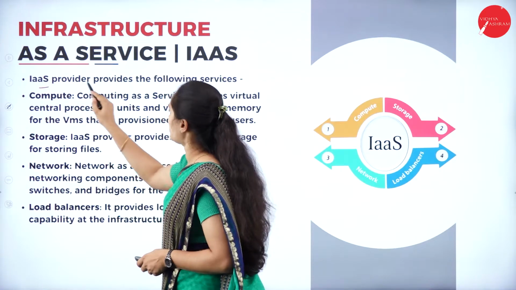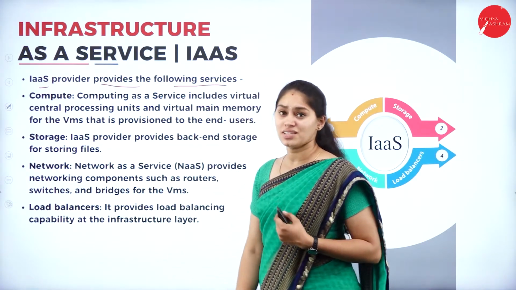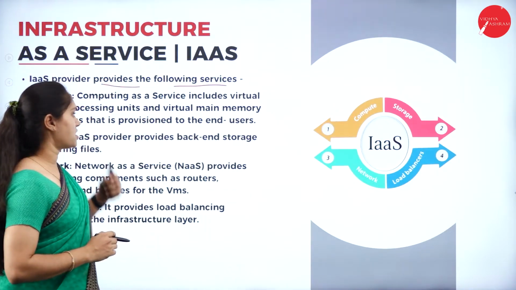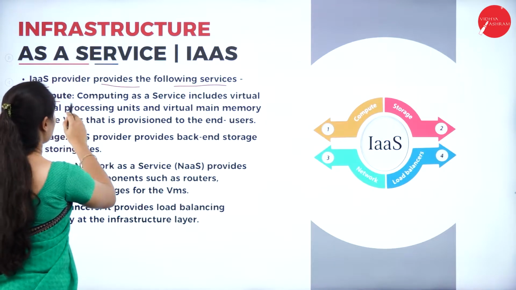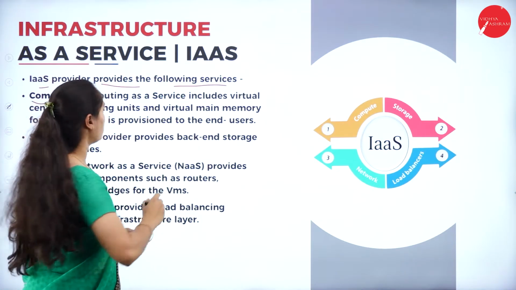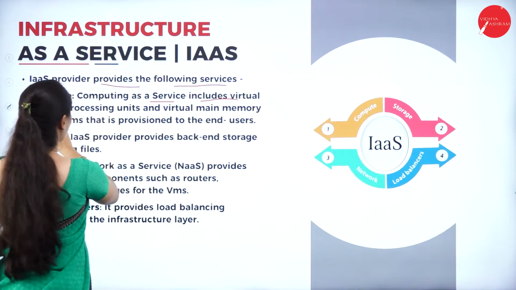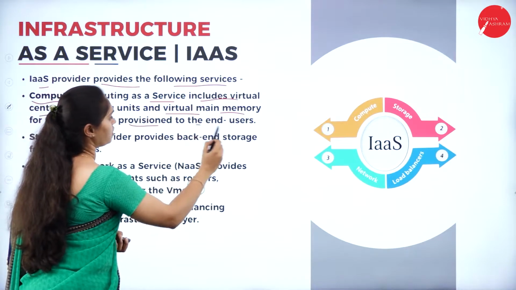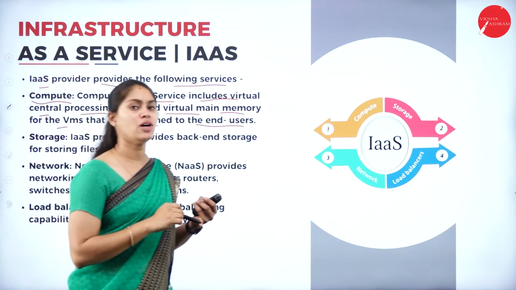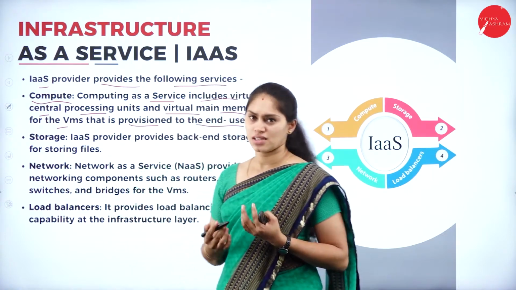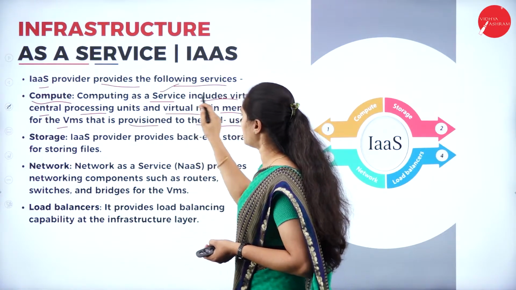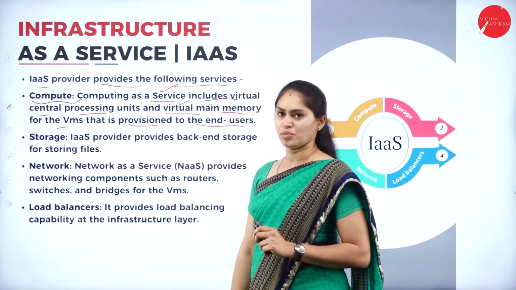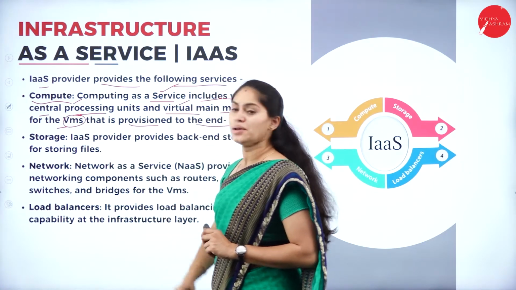And this IaaS provides the following services. What are the services it is going to provide? The main service provided by infrastructure as a service is computation, that is compute. It includes virtual central processing unit and virtual main memory for the VMs that are provisioned to the end user. So it provides the computation space, which includes the virtual central processing as well as the virtual main memory. VM is nothing but virtual machine here.